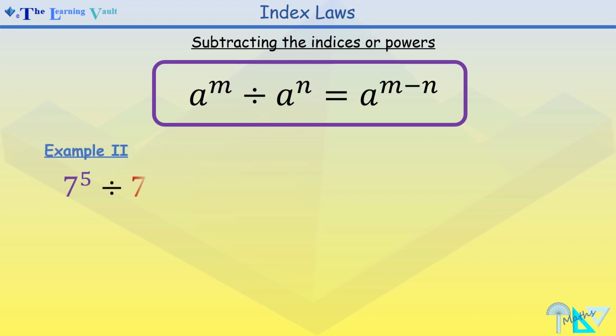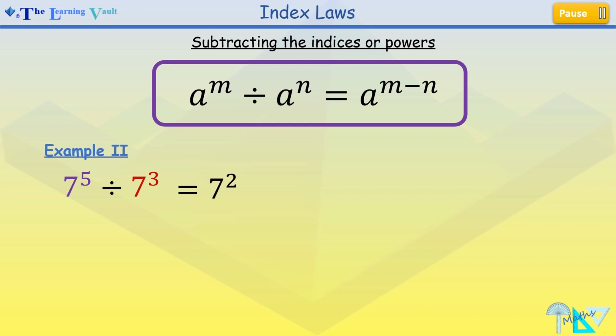Example 2. You may pause and have a go. Now we've got 7 to the power of 5 divided by 7 to the power of 3, which is equal to 7 to the power of 2.